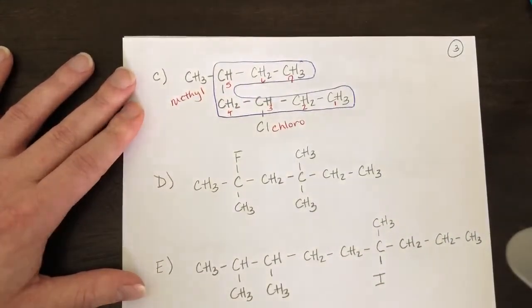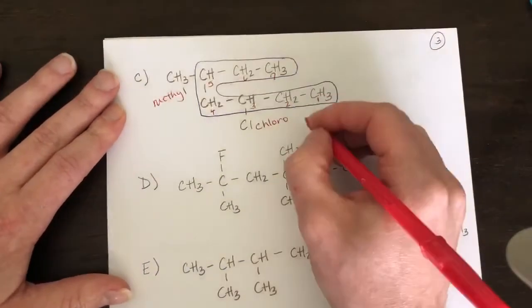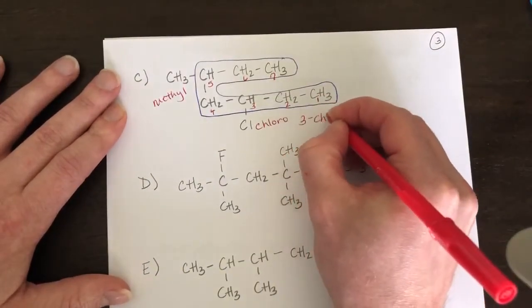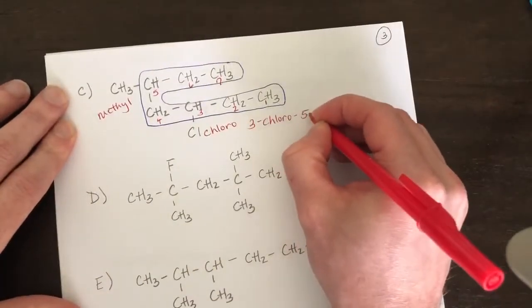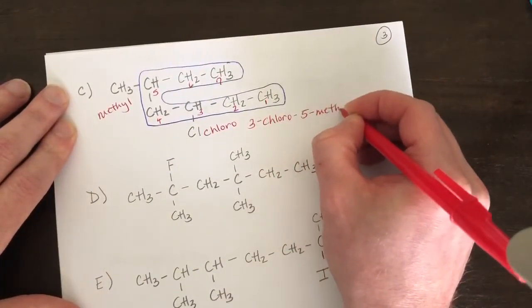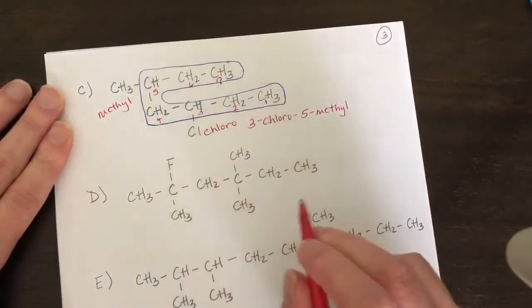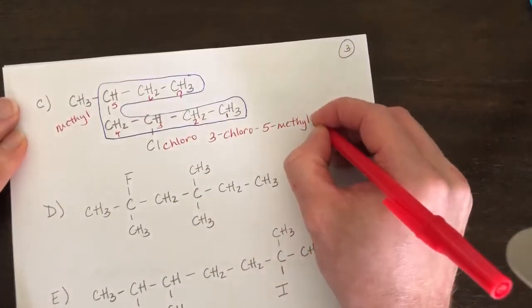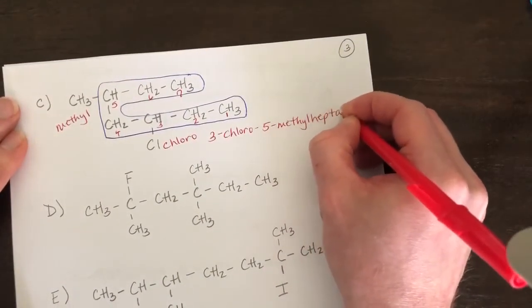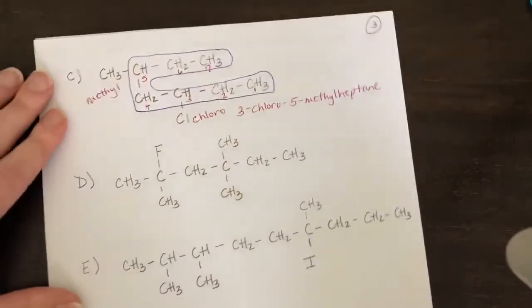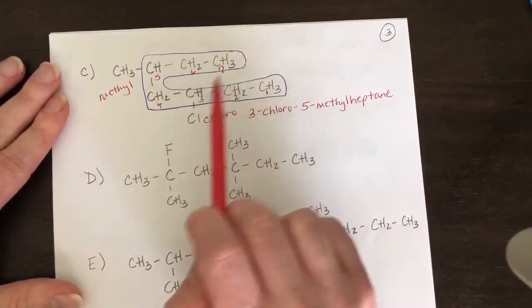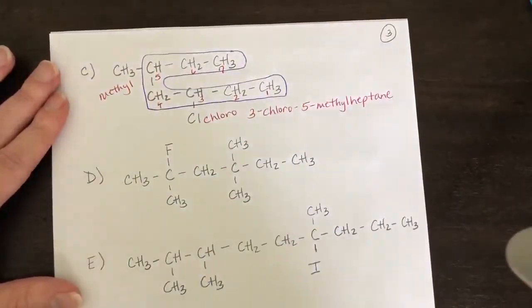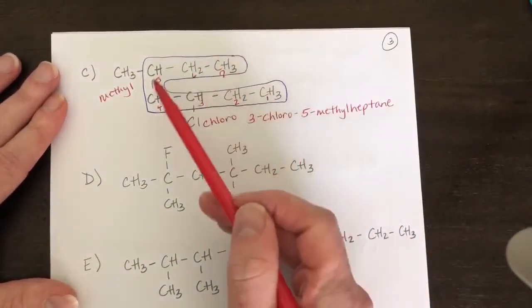Now we're going to name this in alphabetical order. So this is going to be 3 chloro, 5 dash methyl, and our parent chain is 7 long, so it's going to be heptane. Okay, so what this example illustrates is our longest chain of carbons doesn't always have to be a straight line. They're all connected by the railroad.